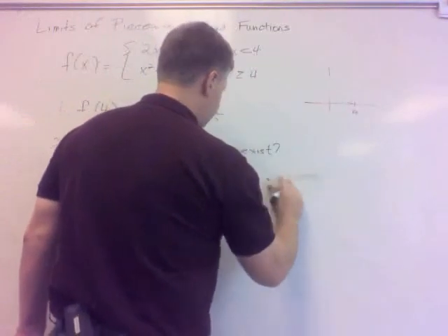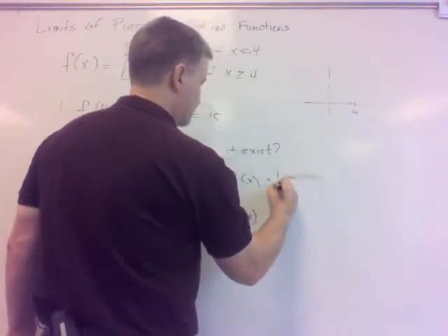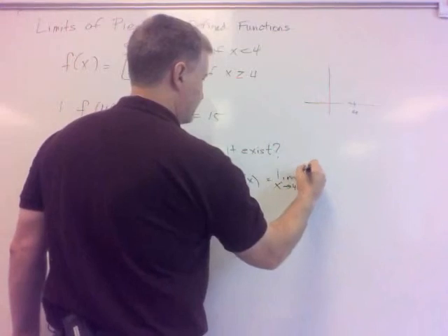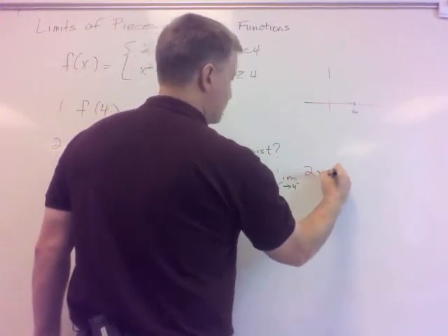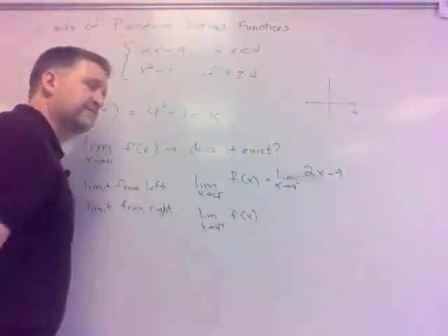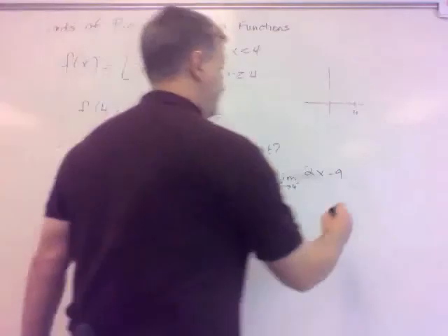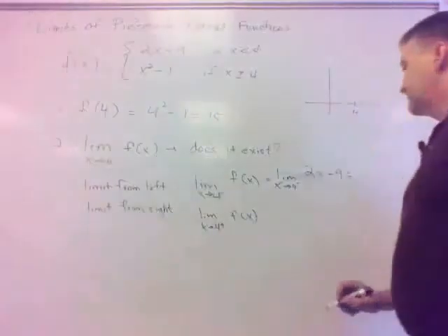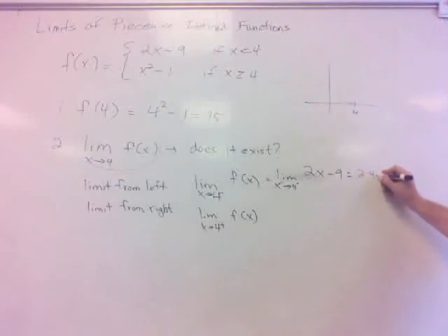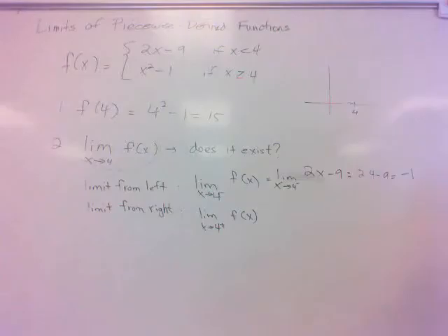So this limit as I approach 4 from the left is the limit as x approaches 4 from the left of 2x minus 9, which is, I can substitute there because there's no problem substituting there. So it's 2 times 4 minus 9, that's negative 1. 8 minus 9.